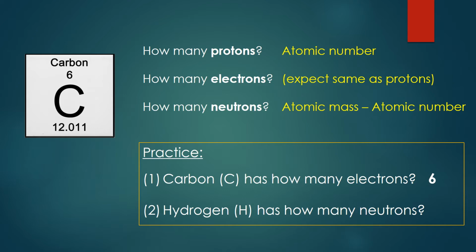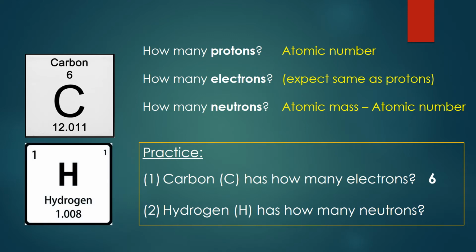For practice problem number 2, it asks how many neutrons a hydrogen has. So you could look at a periodic table in your textbook or online. It would give you this information that hydrogen has an atomic number of 1, but notice its atomic mass is also rounded to 1. 1 minus 1 means that hydrogens generally have no neutrons. There's simply one proton with one orbiting electron.